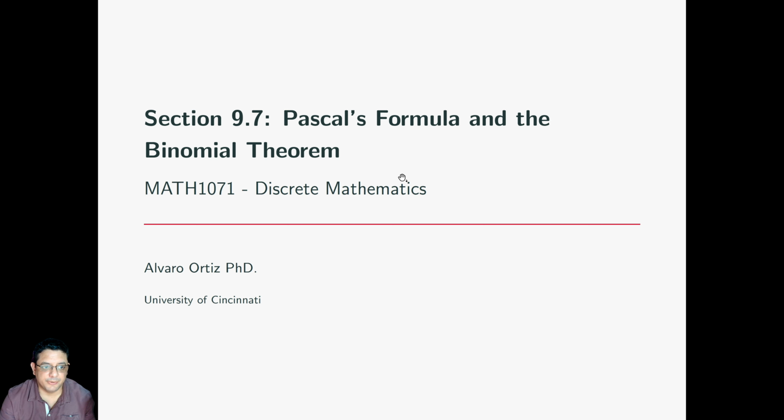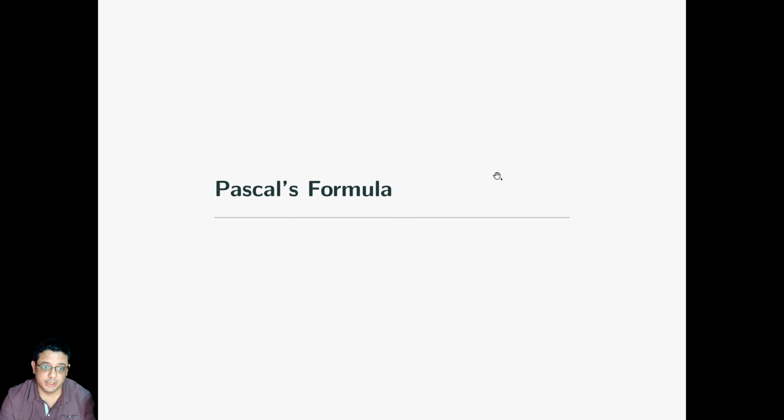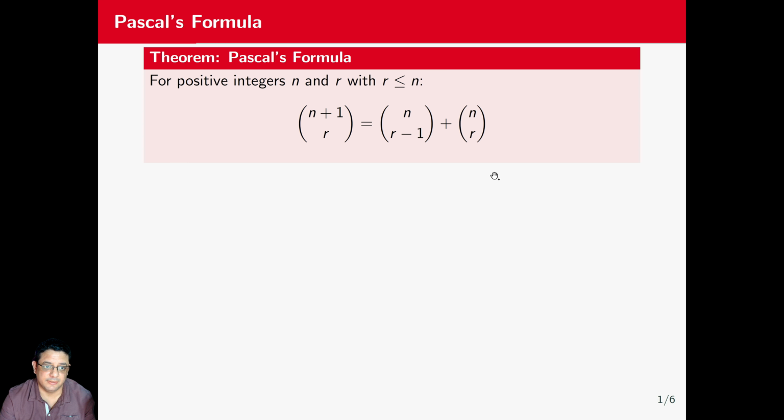Hi, to finish up chapter 9, we're going to go with section 9.7, where we're going to take a look at some of the most important formulas that we have for combinatorics: the Pascal formula, the binomial theorem, and the Pascal triangle. So first, the Pascal formula just says that if you have positive integers n and r, with r being less than n, then choosing r out of n plus 1 is equivalent to choosing r minus 1 out of n plus choosing r out of n.